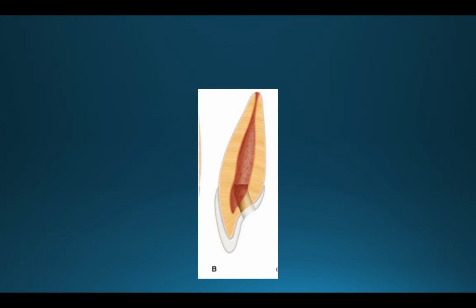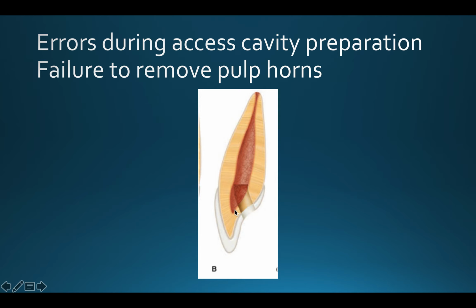The first one is failure to remove the pulp horn, failure to deroof the pulp chamber completely, and this will lead to leaving remnants of the pulp tissue and bacteria, and this will lead to failure of treatment, and it will cause discoloration of the tooth after root canal treatment.